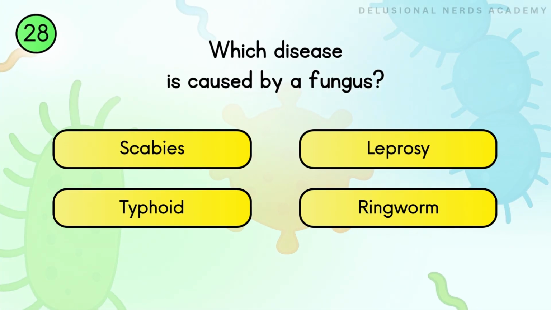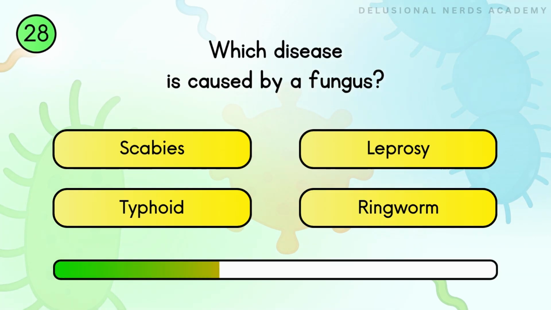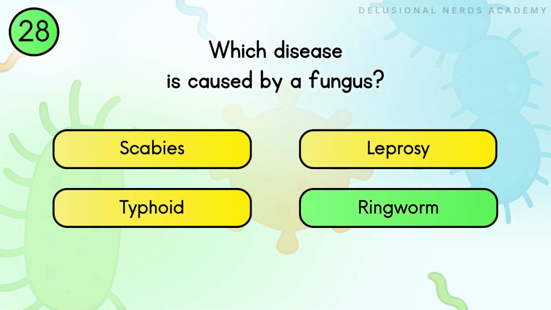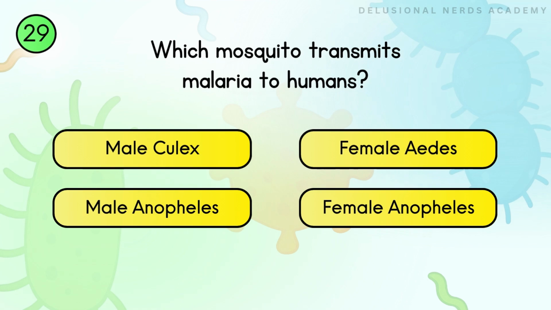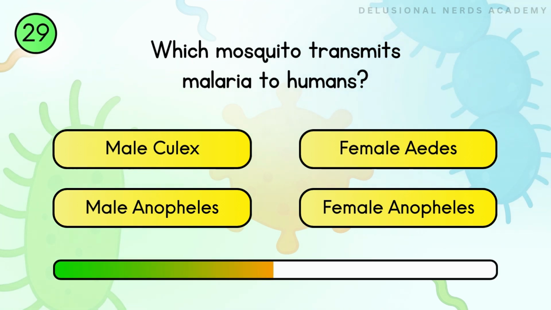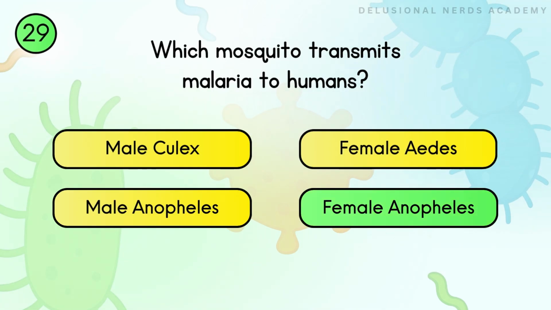Which disease is caused by a fungus? Ringworm is a fungal skin infection. Which mosquito transmits malaria to humans? Female Anopheles mosquitoes transmit malaria.